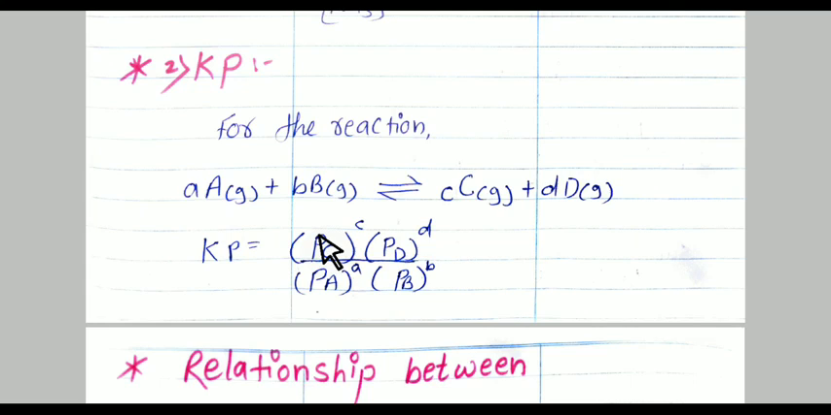In the Kp formula, partial pressure is added, meaning you have to write P. Kp is equal to PC raised to C, PD raised to D upon PA raised to A and PB raised to B. It means partial pressure of product upon partial pressure of reactant. Here PA, PB, PC, PD are the partial pressures of A, B, C, D respectively. So it is another equilibrium constant at partial pressure.